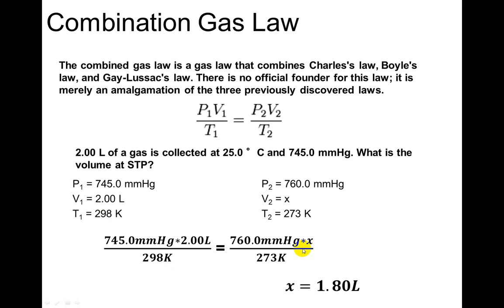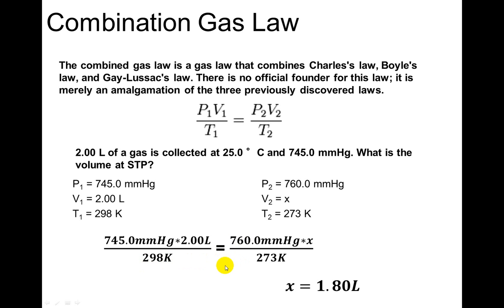So what I'm going to do to plug it into my calculator, and go ahead and try this just to make sure you do it correctly, is I'm going to say 745.0 times 2.00 times 273. Then I'm going to divide by this part here. If you have one of those graphing calculators, you need to open up a parenthesis and say 298 times 760. Close your parenthesis and then hit enter.